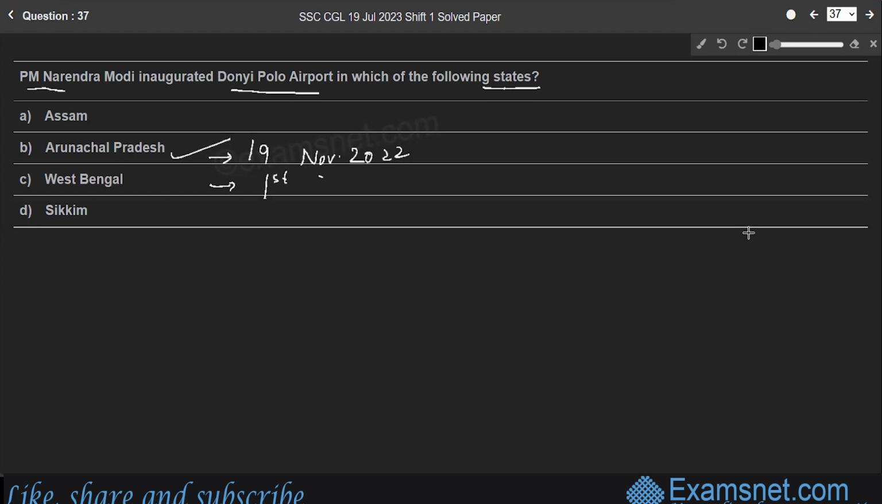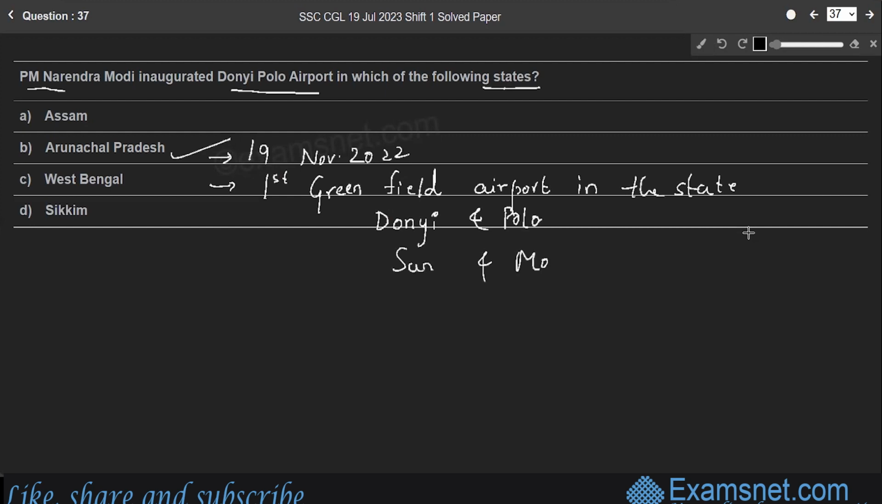It is the first greenfield airport in the state of Arunachal Pradesh. It is equipped with ultra modern facilities to ensure all weather operations. The name of the airport is given after Doni and Polo. Here Doni means sun and Polo means moon. So for the given question, option B is the right answer.